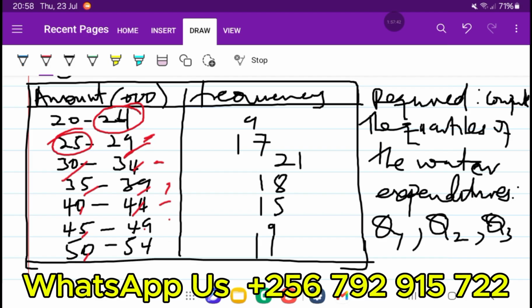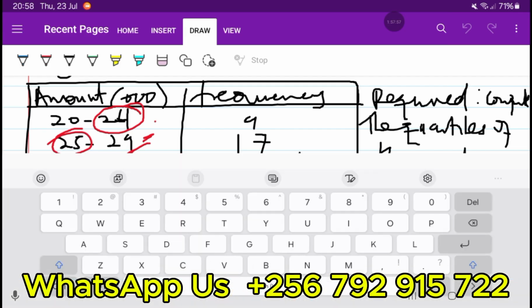The other person, after getting this first one, you can just add on the what? The class interval, if at all it is the same. If I get 24.5, then I look at what is the class interval. How do we get the class interval?